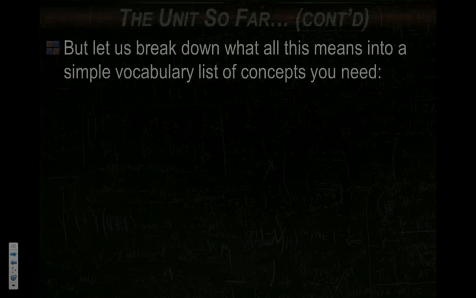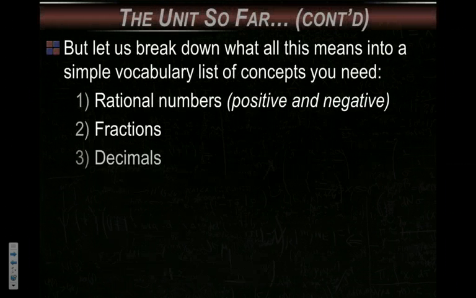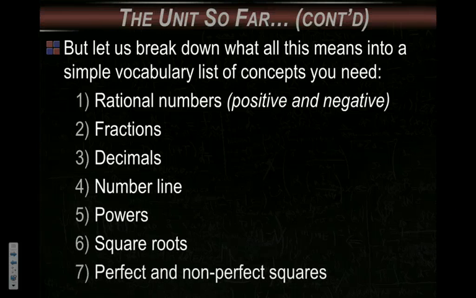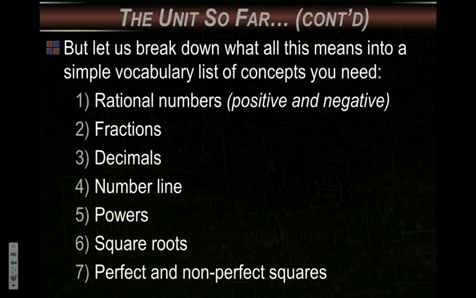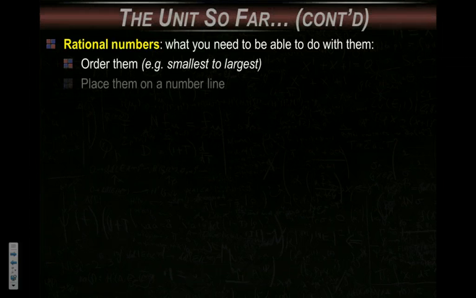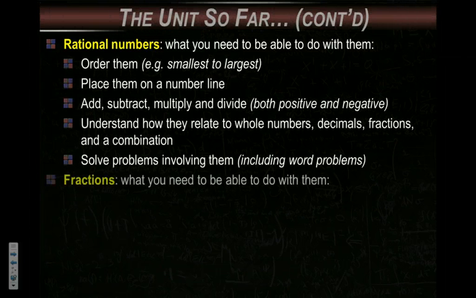Let's break it down further. I'm just going to break down the important things to know in this unit. You need to know rational numbers, fractions, decimals, what a number line is, powers, and actually number 5 you can strike if you want. You actually don't need to know powers. Square roots and perfect and non-perfect squares. And as I've shown you in the assignment, this is how they break down.